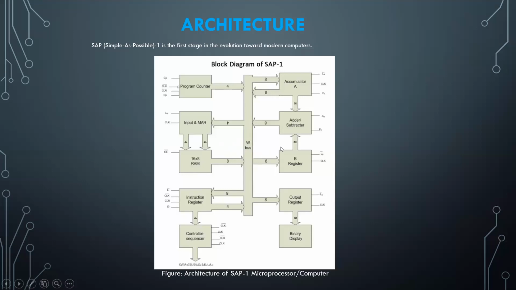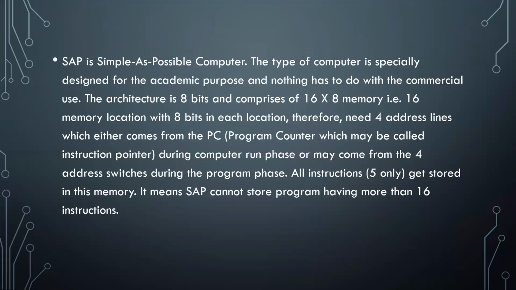This is the architecture of a simple as possible microprocessor computer. The simple as possible computer, or SAP, is specially designed for academic purposes and has nothing to do with commercial use. The architecture is 8 bits and comprises 16 by 8 memory, 16 memory locations with 8 bits in each location.